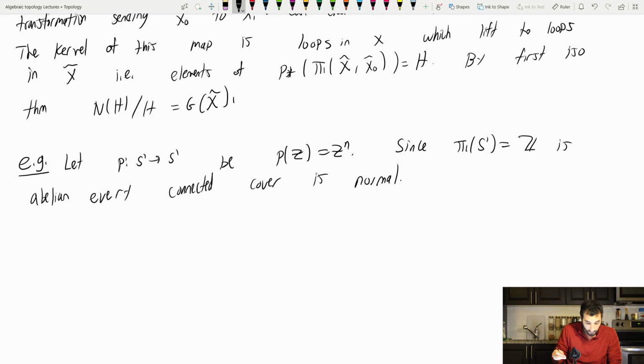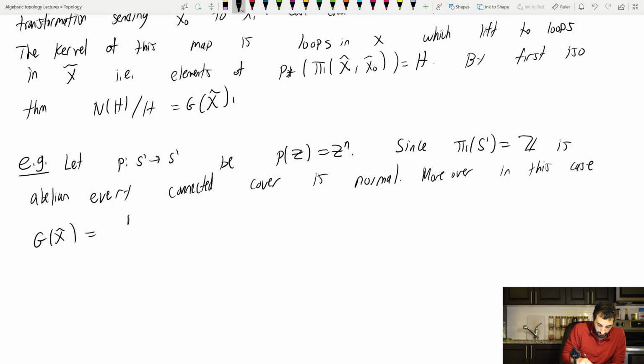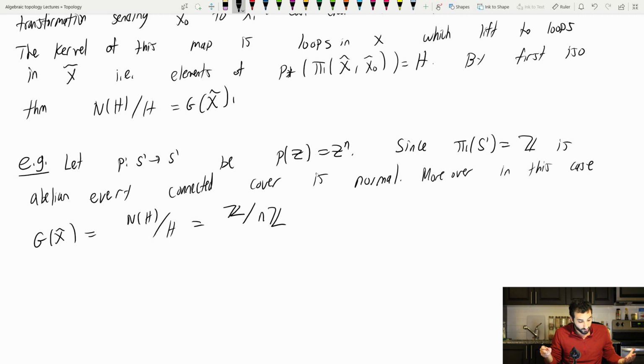Moreover, in this case, G of X twiddle is the normalizer of H over H. Well, yeah, in this case, the normalizer of H is the entire group, Z. And H, what is the induced map of the map Z to the N? So you look at what it does to a single loop, it makes it wrap around N times. And so the H is NZ. And therefore, we see that the group of deck transformations is Z mod NZ, like I claimed.